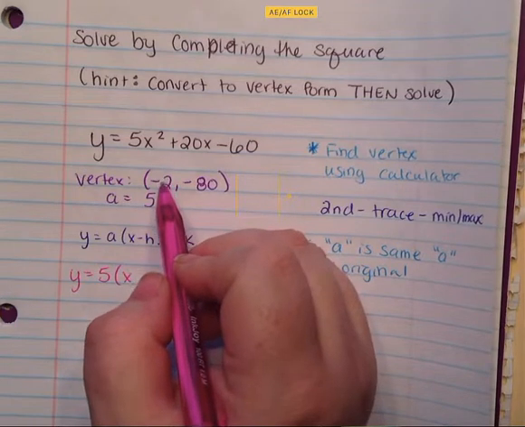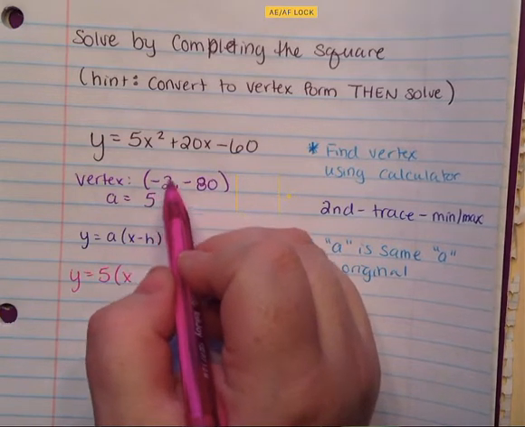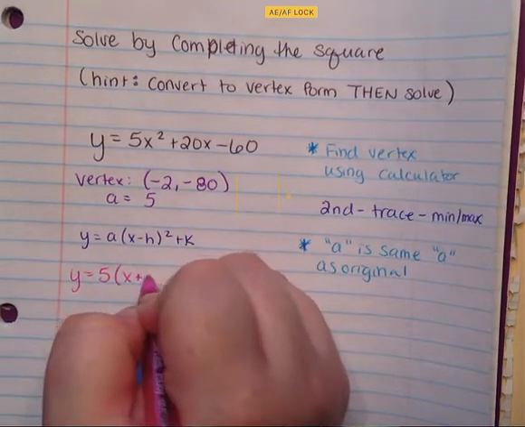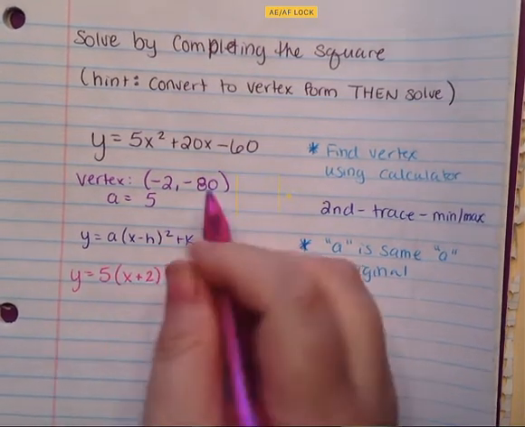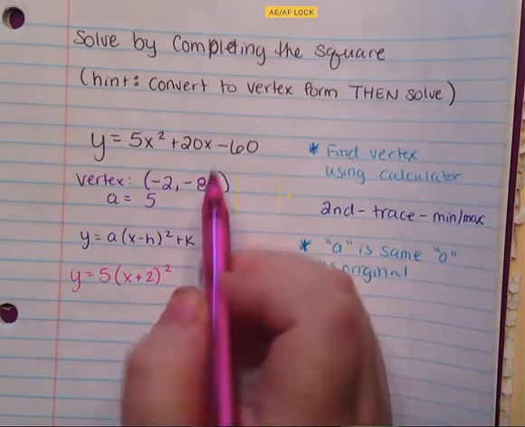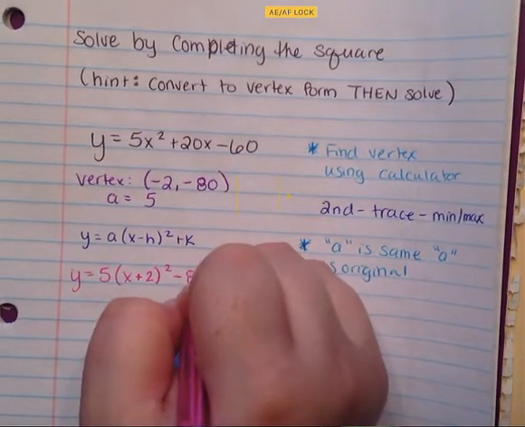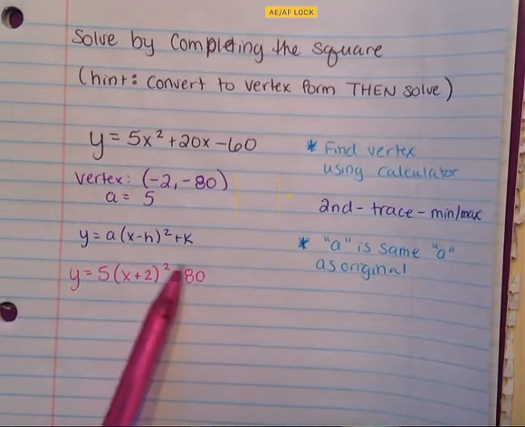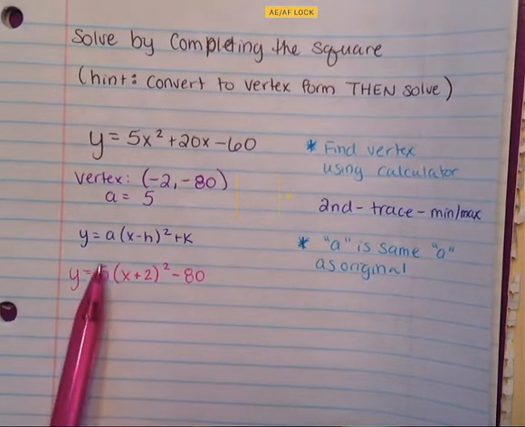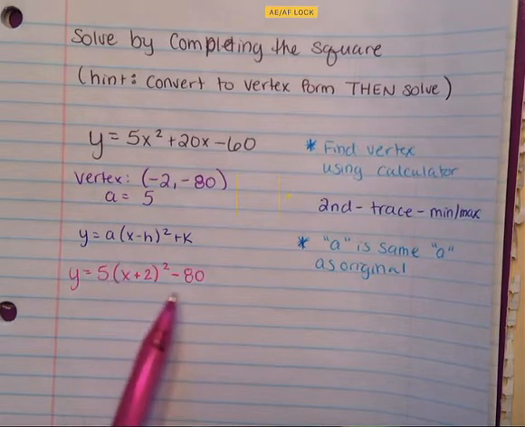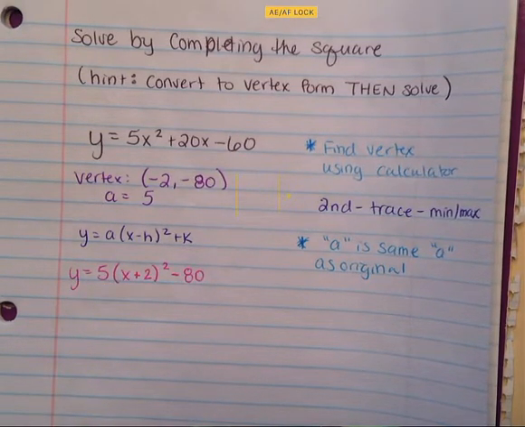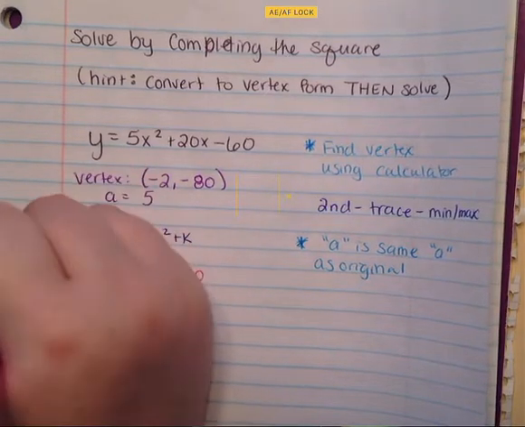So if we remember from vertex form, you're going to change your h value. This is a -2 right now. We're going to turn it into a +2, putting it into our parentheses, squared. But we're going to keep the value of k as it is, so it's going to be -80. Now the reason we did this is because now it just looks like vertex form, and we can solve using square roots, because all we have to do is convert this to a 0, and then it's just square roots. So this is vertex form.